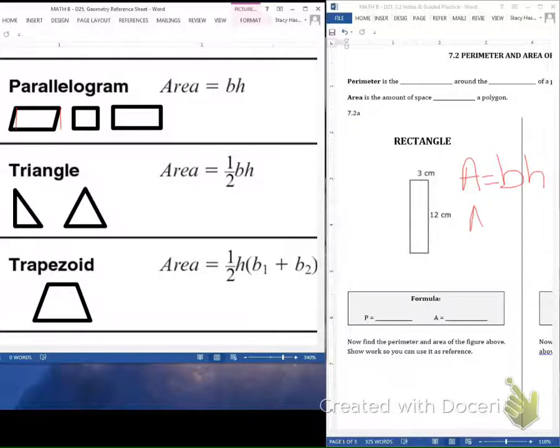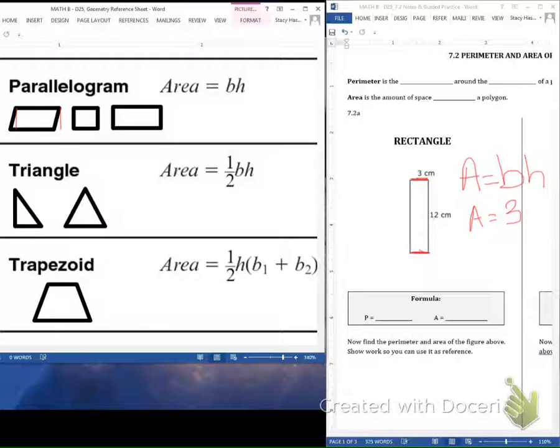So, area. We don't know what the area is. We're going to leave it as an A. But do we know what the base is? Well, normally when we think of base, we look at the bottom. But if we don't know that length, then again, look at the parallel line to it. Oh, the 3. So that means our base is equal to 3.